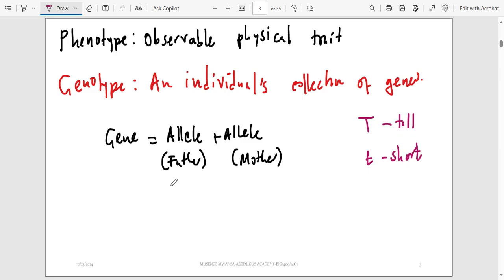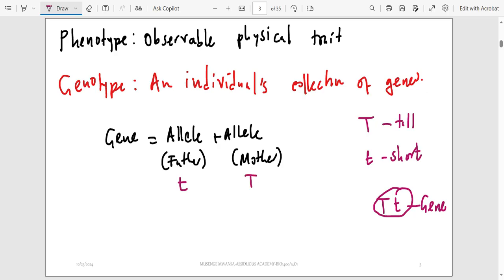Let's say, for example, in the example that I gave, the father is short. It is tt. The mother is tall. Capital T, capital T. So these are the genetic makeups of the mother and father. A gene is going to have two alleles. That's a gene. But an allele is an alternative form. Just one of these letters makes an allele. Let's say from my father, I got a small t. That was the allele I got. From my mother, I got a capital T.